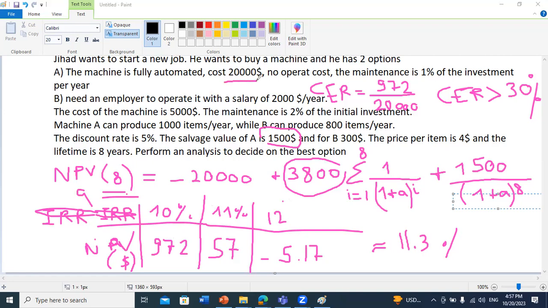Okay, so let us now perform the same analysis for machine B.